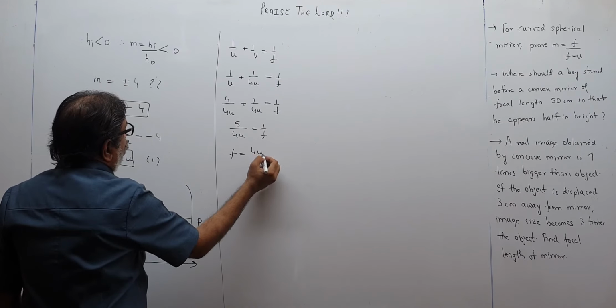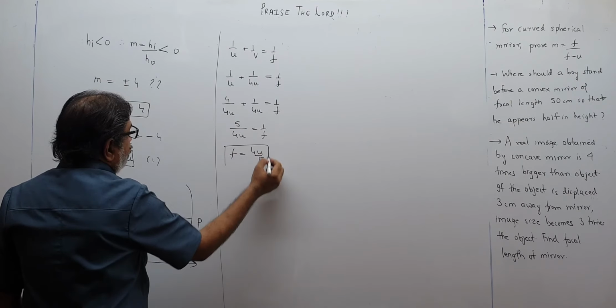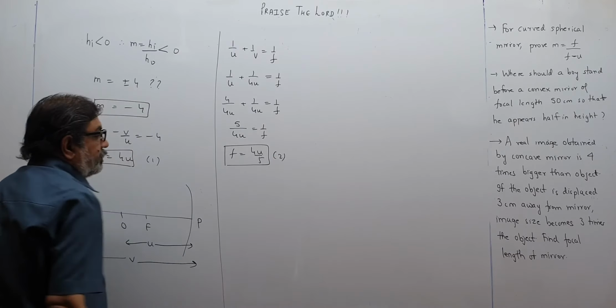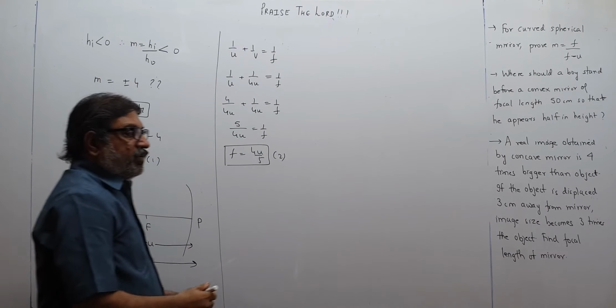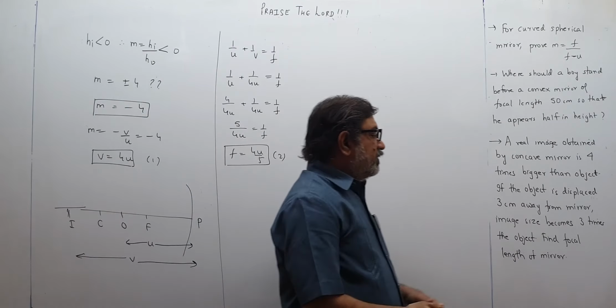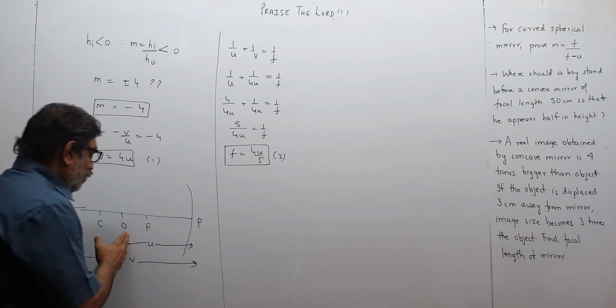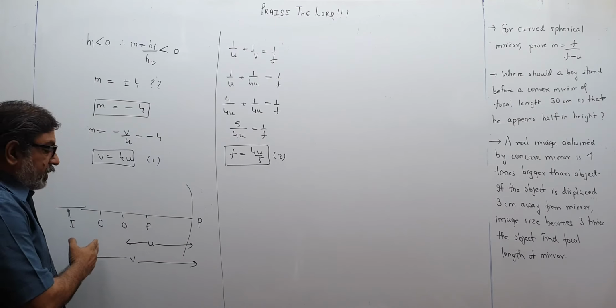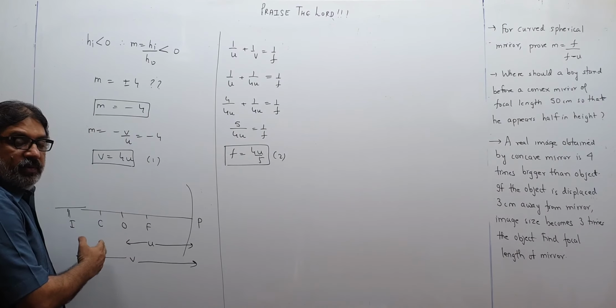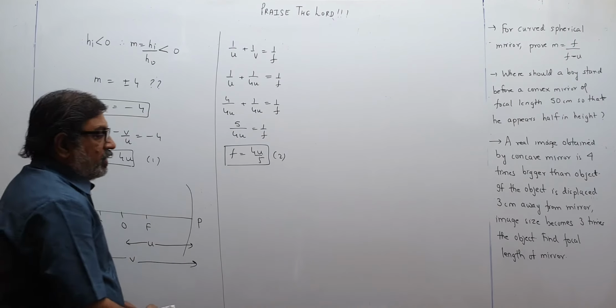So f becomes 4u upon 5. Equation 2. Now what happens? If the object is displaced 3 cm away from the mirror, it goes beyond the mirror. Therefore, it is still behind the focus. The image will be again real.